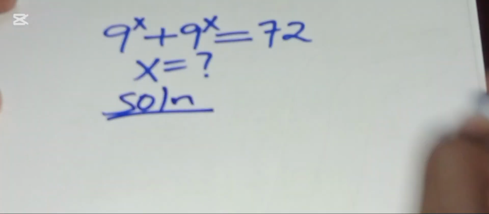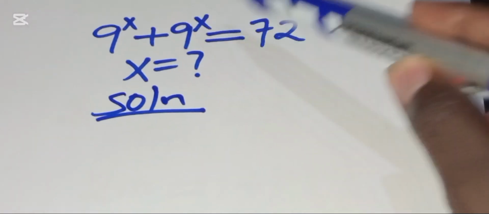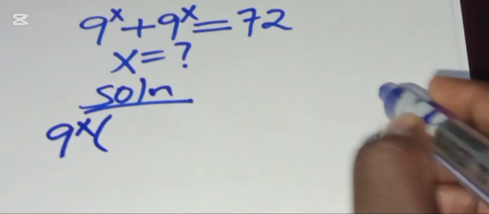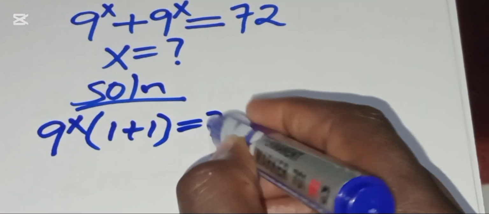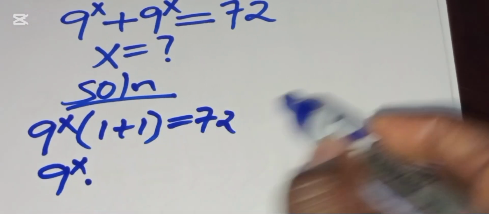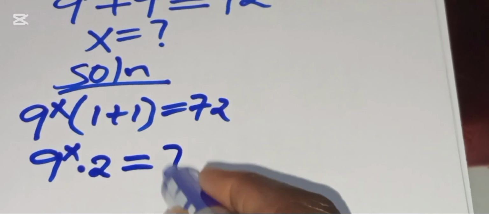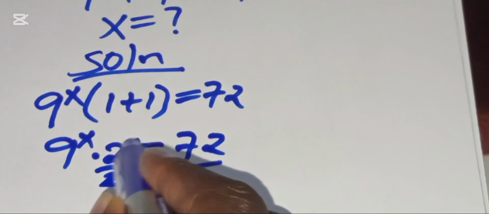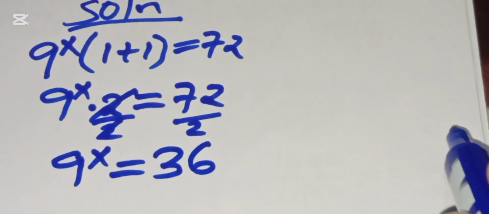Solution. We have that 9 raised to the power x plus 9 raised to the power x is equal to 72. 9 raised to the power x is common, so we factor out 9 raised to the power x so that we're going to have 1 plus 1, and this is equal to 72. So we have 9 raised to the power x multiplied by 1 plus 1, which is equal to 2, is equal to 72. So we divide both sides by 2, so that we're going to have 9 raised to the power x equal to 36.